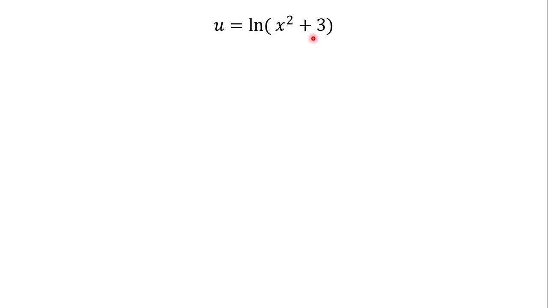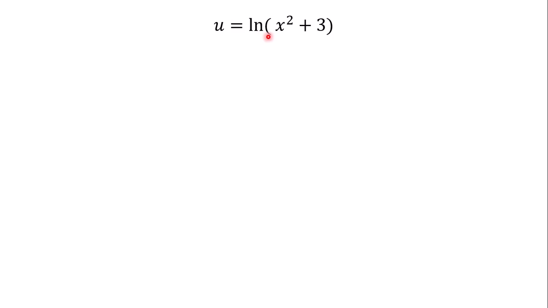What we are going to do here is that we are first going to differentiate what is in the parenthesis of the natural log. That is x squared plus 3. Now we are going to differentiate that one, and whatever we get, we will multiply by the derivative of natural log of the whole of this. Okay, so when we differentiate x squared plus 3, we are going to get 2x.